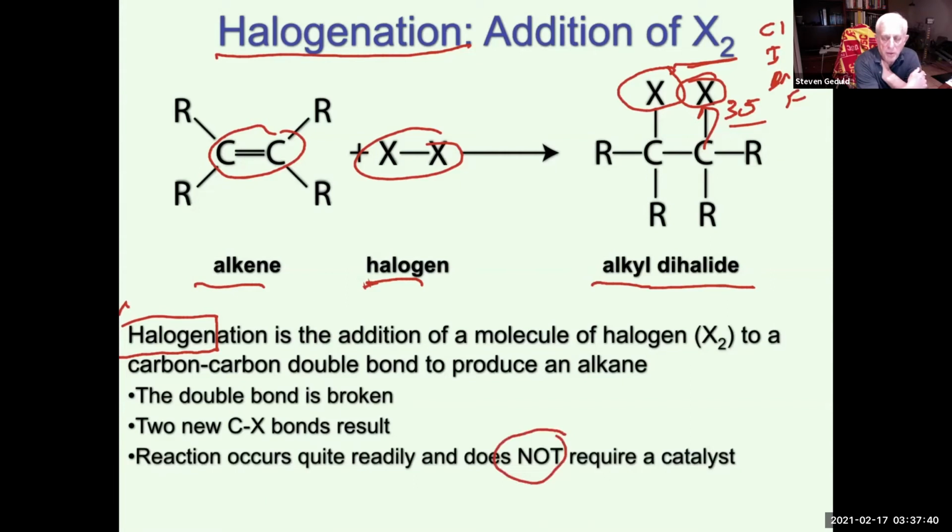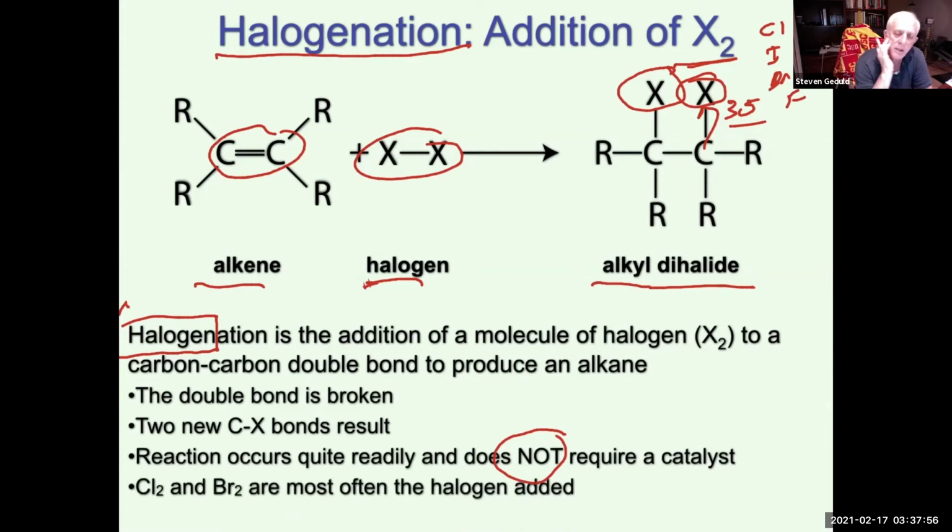Remember when we did hydrogenation, adding hydrogen, we had to have platinum, palladium, or nickel as a catalyst, and then heat and pressure to help that go along. So this one does not need a catalyst. Chlorine and bromine are the halogens most often added.